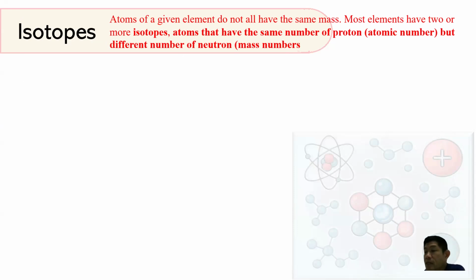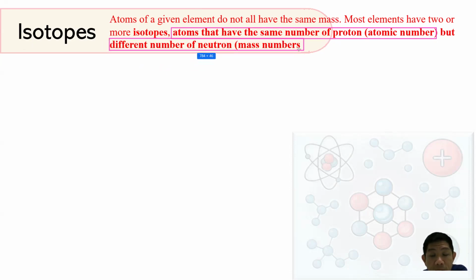What is an isotope? Isotopes are defined as, I'm going to highlight this, atoms that have the same number of protons or atomic number, but a different number of neutrons or mass number. As you can see here, proton number is also known as atomic number, and the number of nucleons is also known as the mass number.